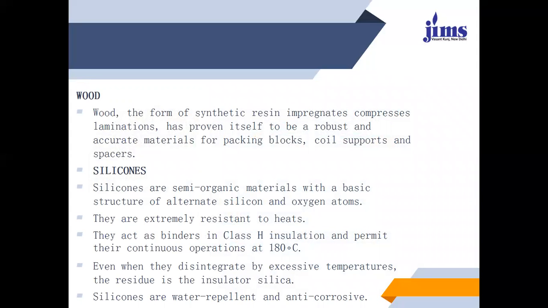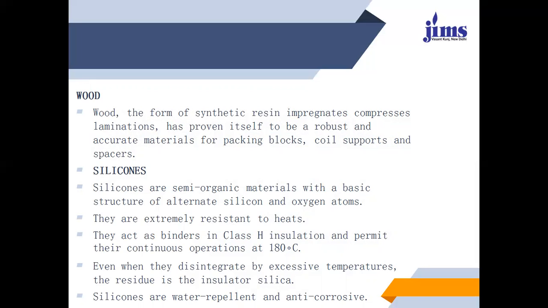Next insulation is wood. Wood in the form of synthetic resin impregnated compressed lamination has proven itself to be a robust and accurate material for packing blocks, coil supports, and spacers. Next is the silicone.